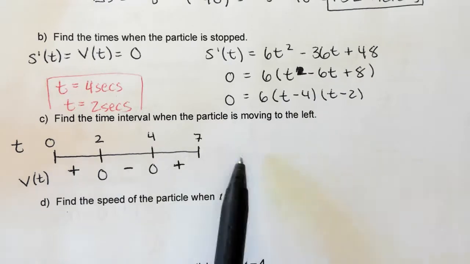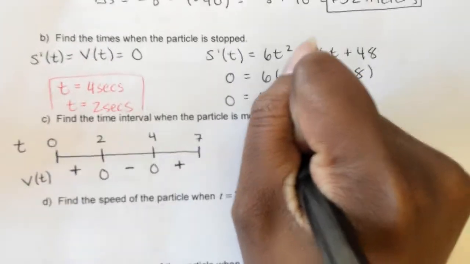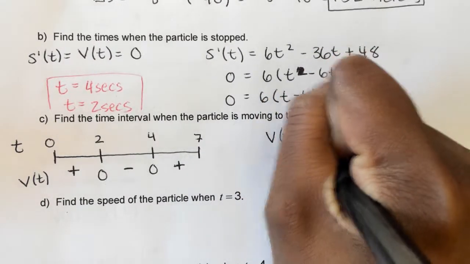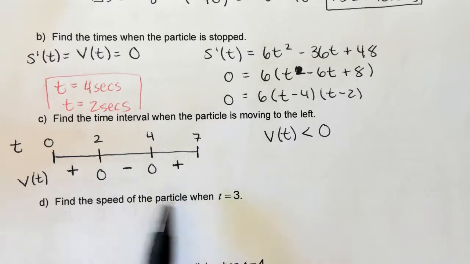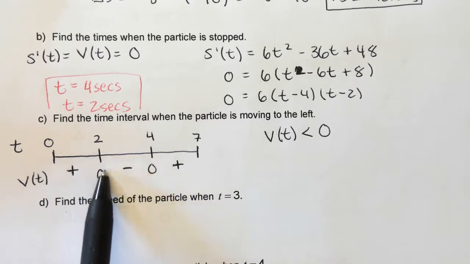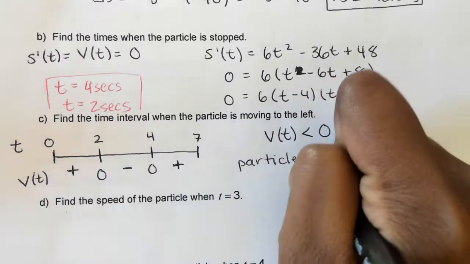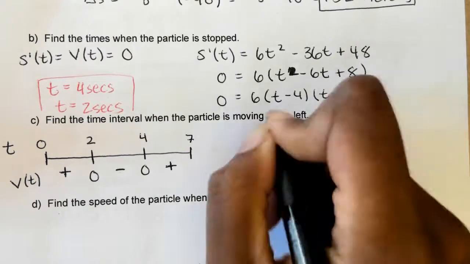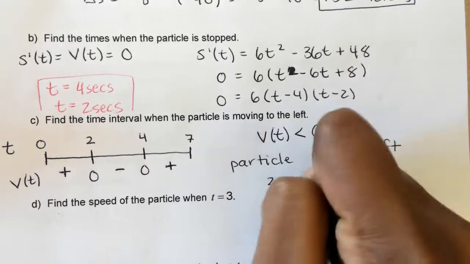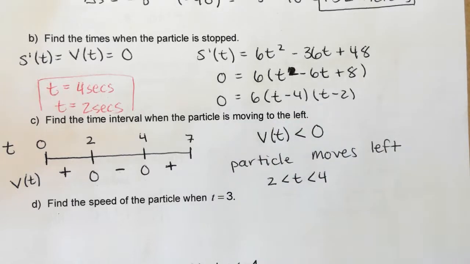So we want to know when the particle is moving to the left. So we want to know when v of t is less than 0. So when is the sign going to be negative? That happens between 2 and 4. So the particle moves left between 2 and 4 seconds.